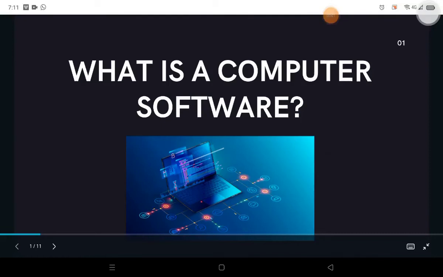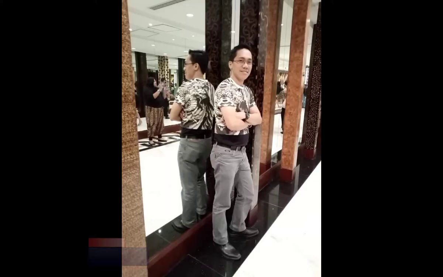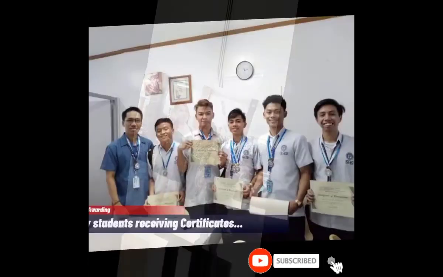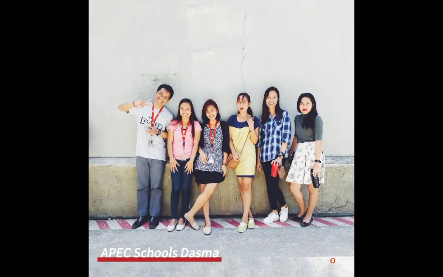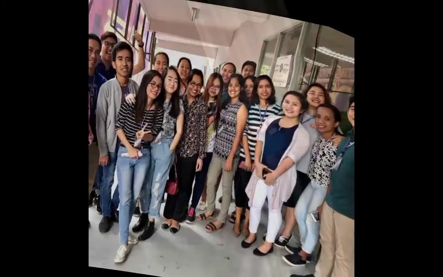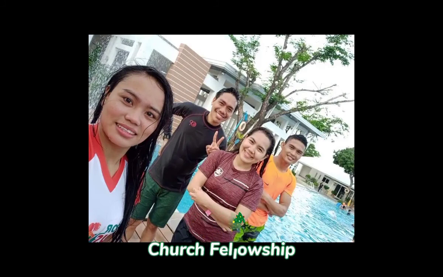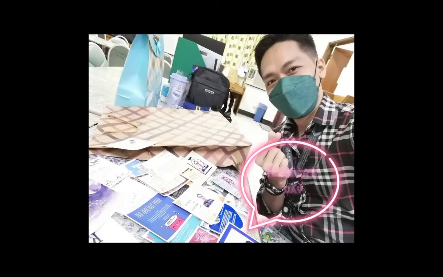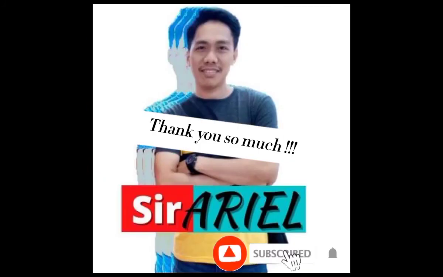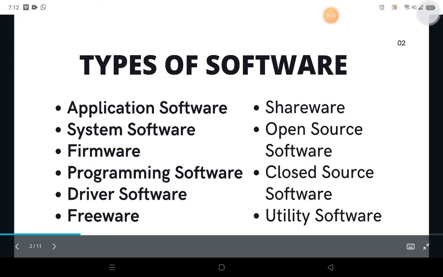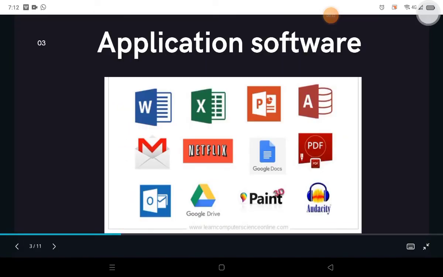I'm back. So we're going to continue with the discussion about the basic computer concepts. So now we are going to discuss the computer software. Programming software, driver software, the freeware, shareware, open and closed source software, and the utility software. Now let us identify one by one with the first application, the application software.